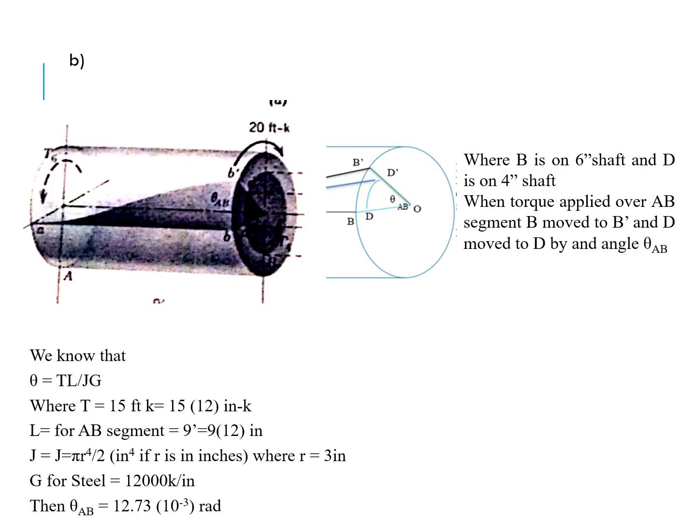So we know that theta is equal to TL over JG. We have already calculated that in segment AB, T is 15 foot K, L, the length of the segment, is 9 feet or 9 times 12 inches. J is the shape factor, and we know that at this point the radius is 3 inch because the diameter is 6 inch, and G of steel is given. So if we calculate this, theta AB will be 12.73 radian.